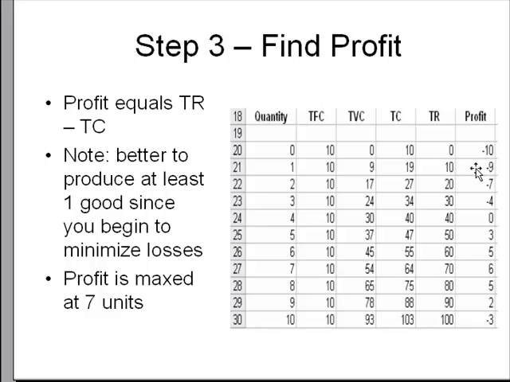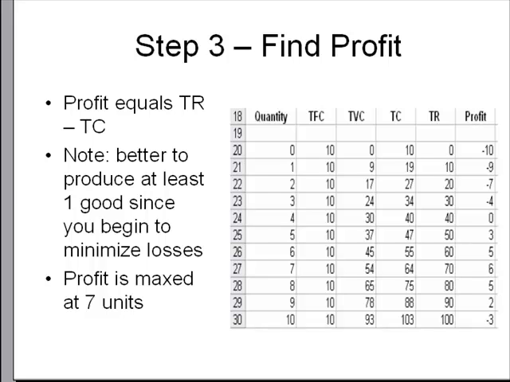Notice that we can minimize our fixed cost loss by producing 1 unit, and we can minimize it even further by producing 2 units, 3, and at 4 units of output, we're actually breaking even. You can see that profit is now maximized at an output of 7 units at $10 each.